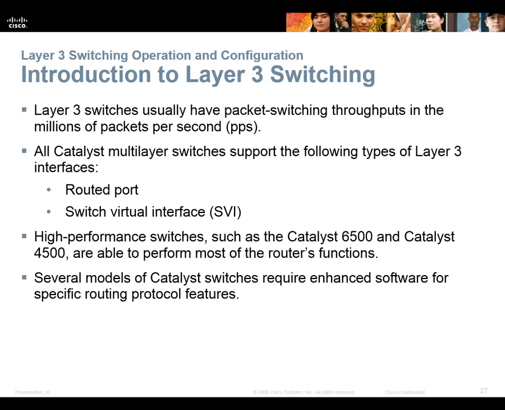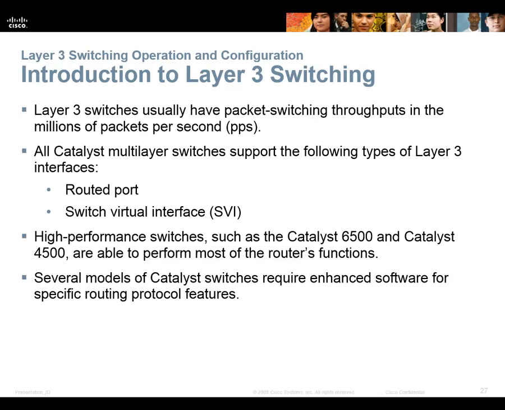So another thing that we should discuss is layer 3 switching. And layer 3 switches will usually have packet switching throughputs in the millions of packets per second. They're pretty quick at what they do. All of the Catalyst switches from Cisco support the following layer 3 interfaces. They support routed port and they support switch virtual interface.